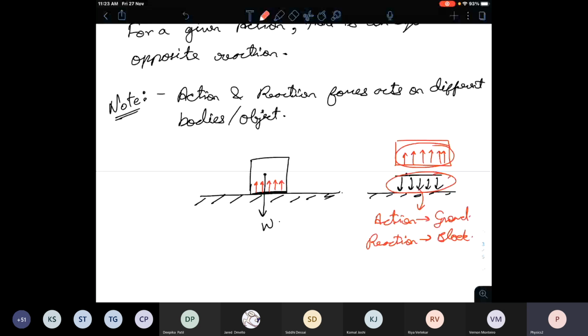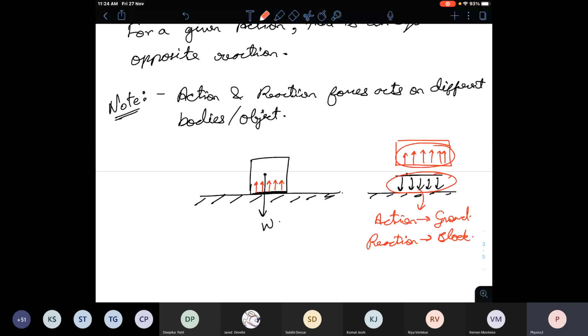Suppose the second example is the rocket. What happens is when the fuel burns, it pushes the air downwards. So action is acting on the air in the downward direction. So what does the air do? The air applies a force on the rocket in the upward direction. So that is why it is propelled upwards. These are a few examples of action reaction pairs.